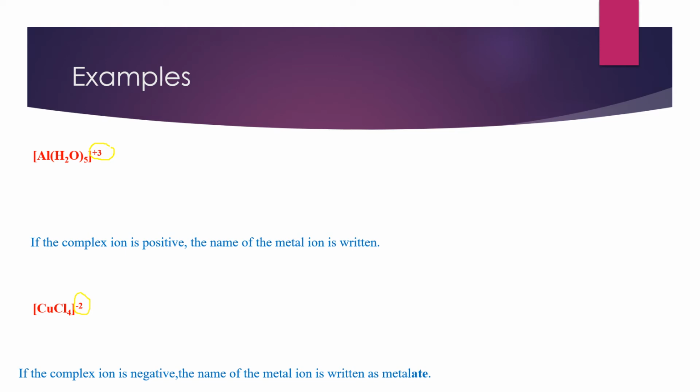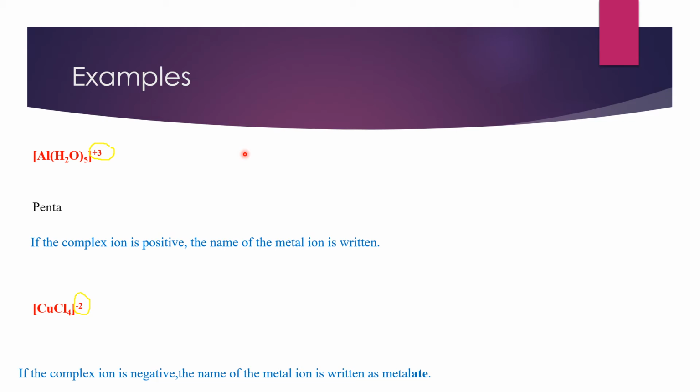Now in the first, you have Al, which is a metal, and around Al we have H2O, which is water. Why is water acting as a ligand here? Because it has a lone pair of electrons, that's why it can be used as a ligand. How many water molecules are here? 5. That means the coordination number is 5. So for 5, the prefix we use is penta. How many ligands? That's the coordination number.